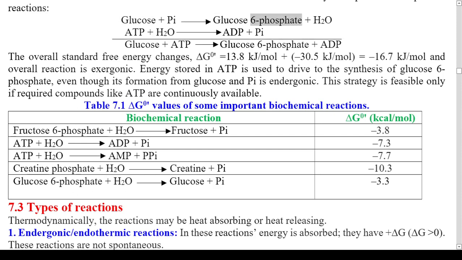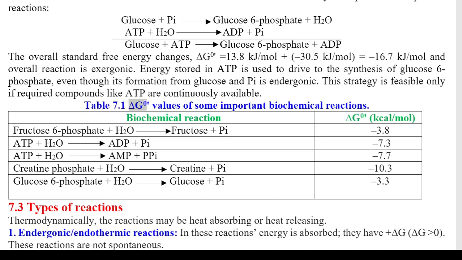Glucose plus Pi → glucose 6-phosphate plus H2O. ATP plus H2O → ADP plus Pi. Glucose plus ATP → glucose 6-phosphate plus ADP. The overall standard free energy change, ΔG° equals 13.8 kJ/mol plus (-30.5 kJ/mol), equals -16.7 kJ/mol, and the overall reaction is exergonic. Energy stored in ATP is used to drive the synthesis of glucose 6-phosphate, even though its formation from glucose and Pi is endergonic. This strategy is feasible only if required compounds like ATP are continuously available.